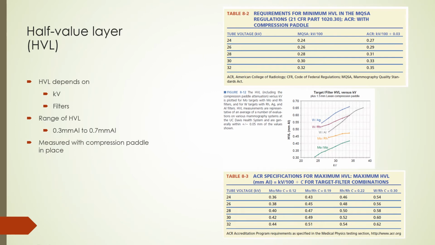Breast compression paddles act like beam filters, so are included in the calculation of the half-value layer. The plot in the middle shows some half-value layers at different kVs for the various target filter combinations. Table 8.2 shows the minimum prescribed half-value layer requirements for different tube voltages according to MQSA regulations. Table 8.3 shows the maximum half-value layer limits recommended by the ACR.